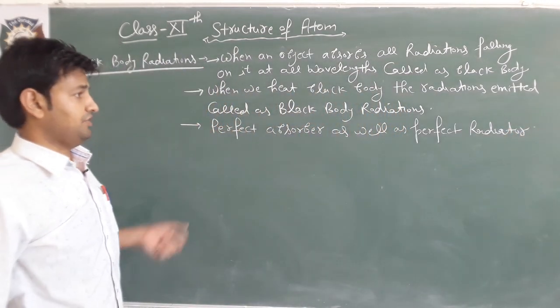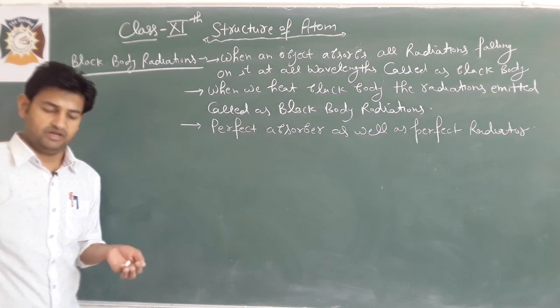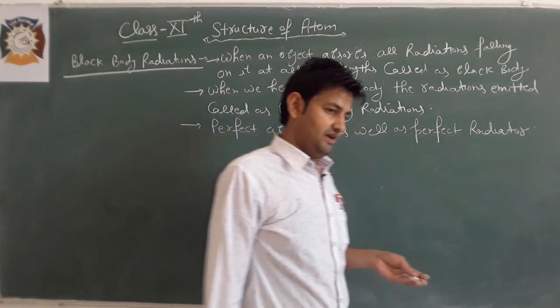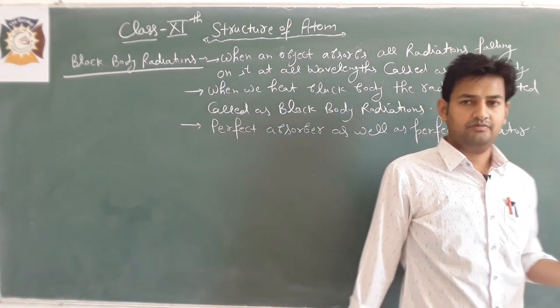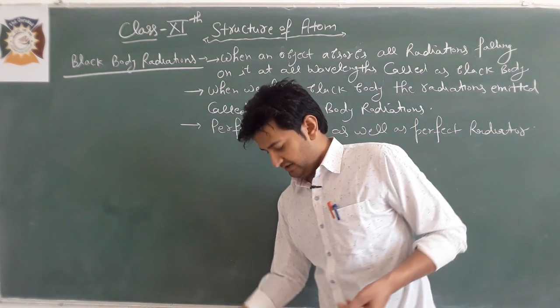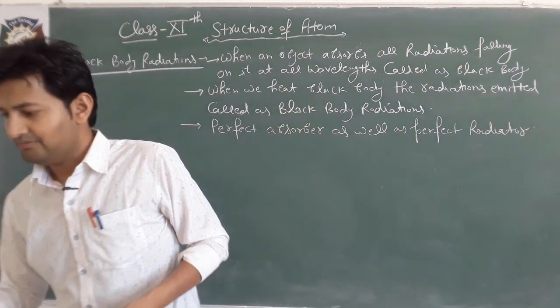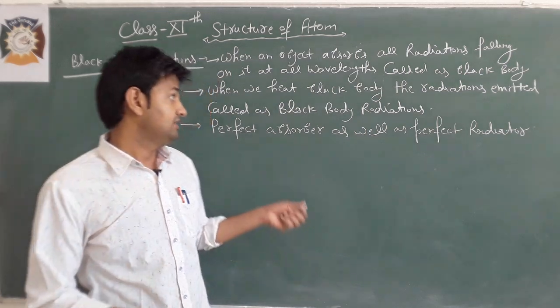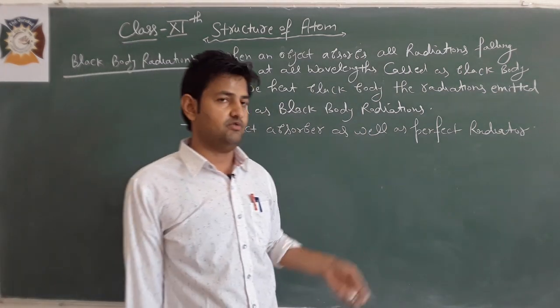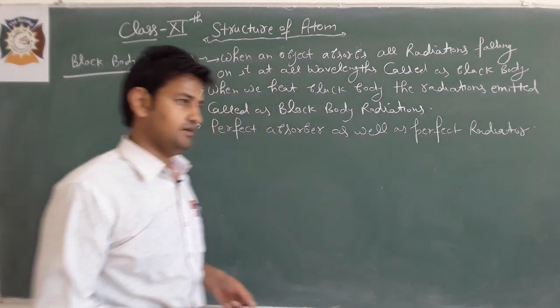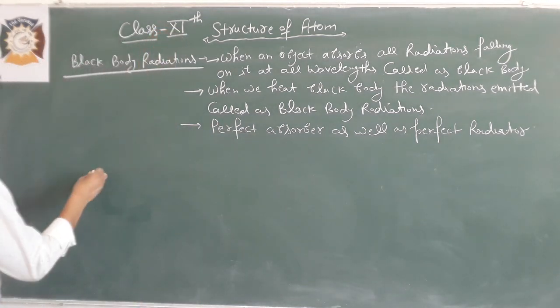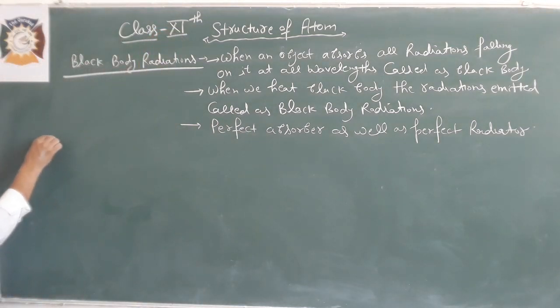These are the main points about the black body. When an object absorbs all the radiation falling on it at all wavelengths, it is called a black body, and it is a perfect absorber as well as a perfect radiator. The next phenomenon is the photoelectric effect.